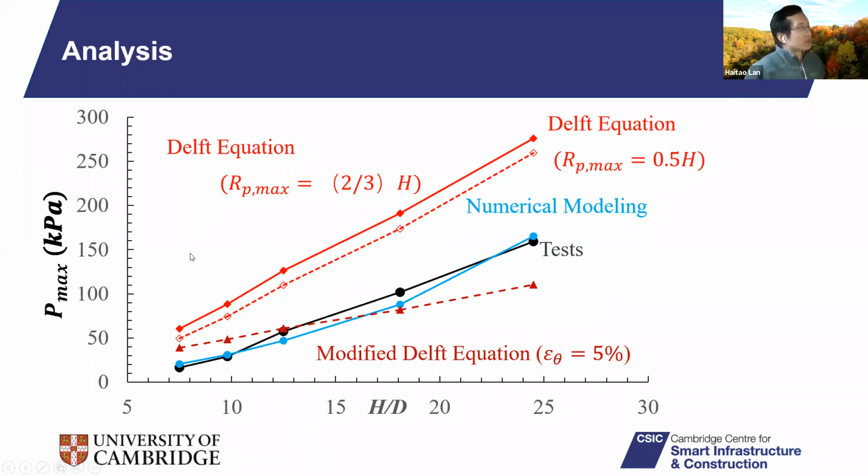the design equation will give you around 150 kPa. However, based on our measurement, it's only around 70, 80 kPa. So their design equations will give you results that are not that conservative. For the modified Delft equation, when H/D is above 17, the results are too conservative. So that's why we propose our design equations and try to apply them in the field after we verified our numerical modeling.